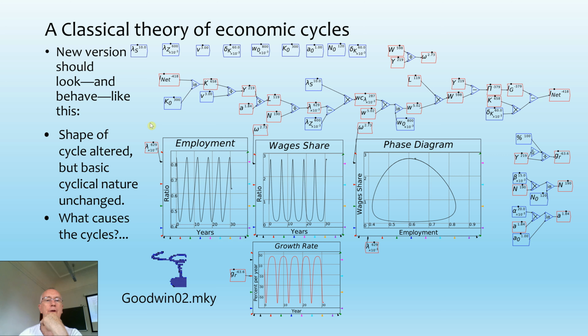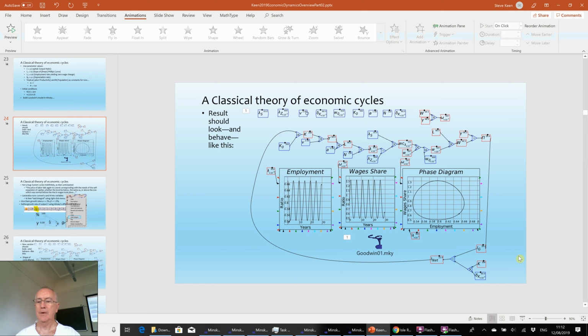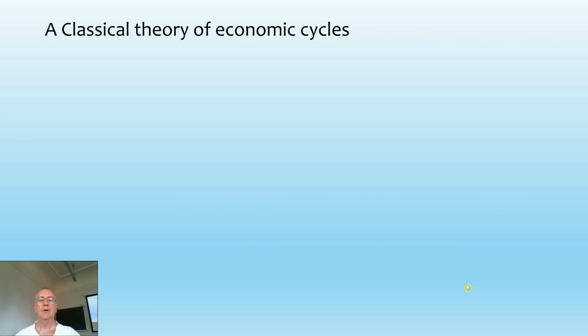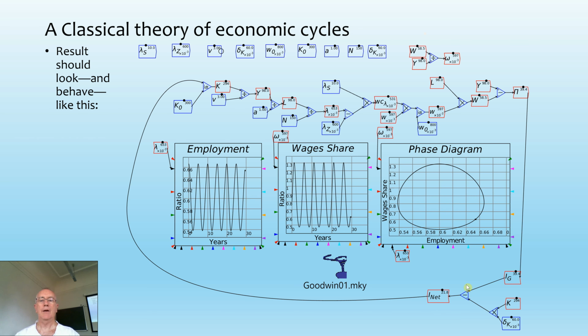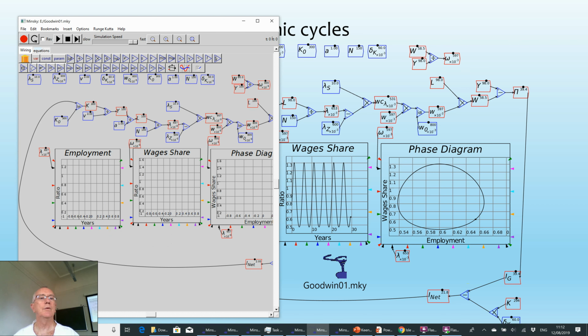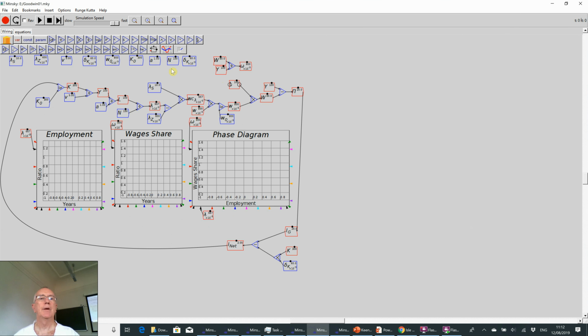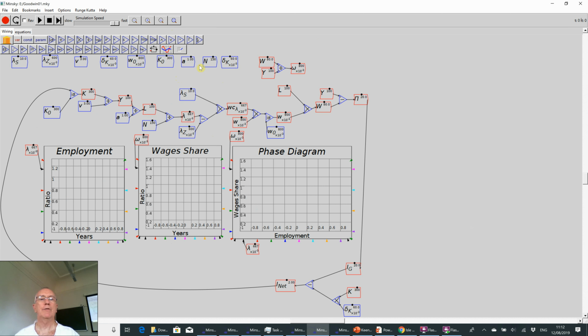Okay, so if you load that Goodwin O2 model, let's go back and I'll get to that point. So you have that model running. What I'll do is go to it myself and show you how to endogenize the rate of growth of labour productivity and the rate of growth of population. So that's the A and the N here.